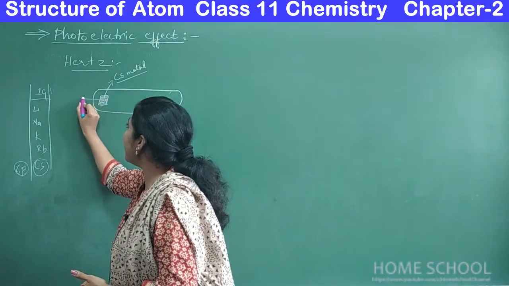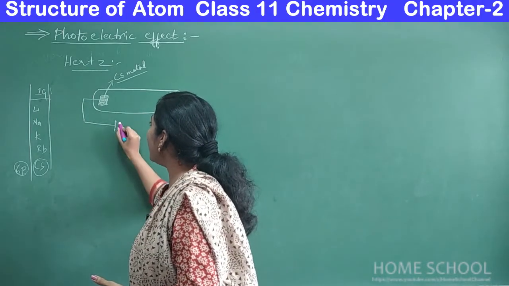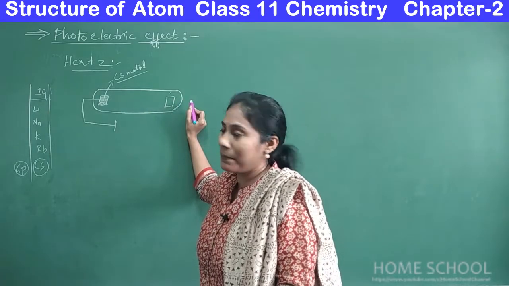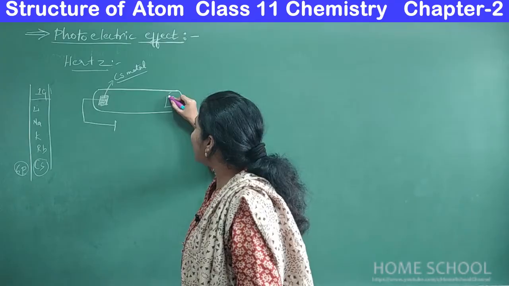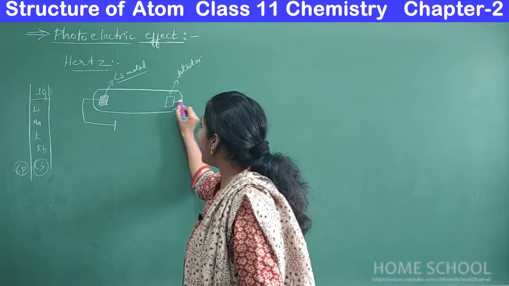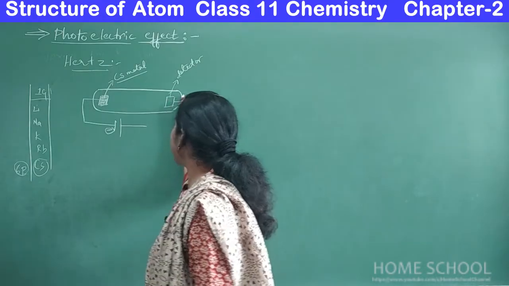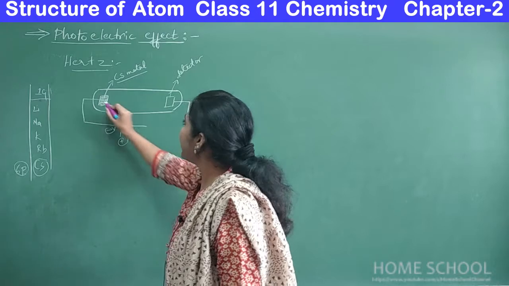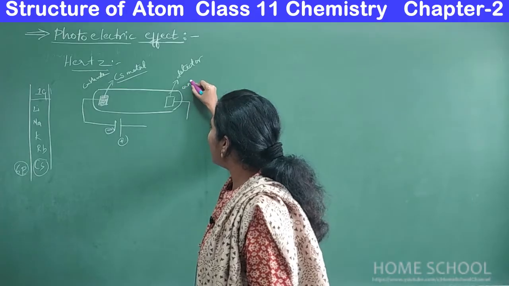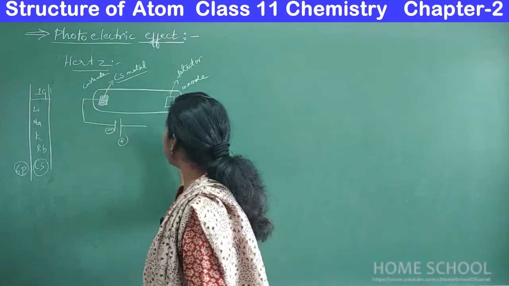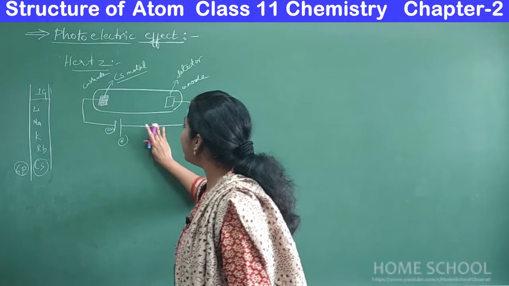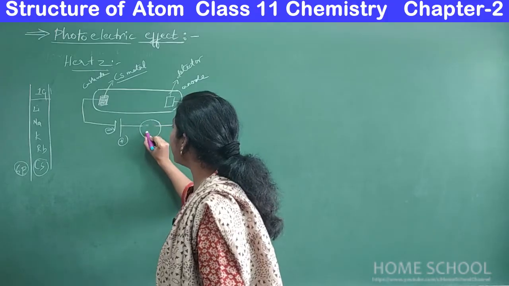So this cesium element has been taken as cathode, and the other metal plate is not of cesium. Some other metal plate will act as a detector, and this is also made up of some metal. This is anode and this is cathode. Let me write here, this is cathode and this is our anode. Cesium metal was taken as cathode, and the detector was taken as anode. And here they fixed an ammeter. So this is your ammeter.